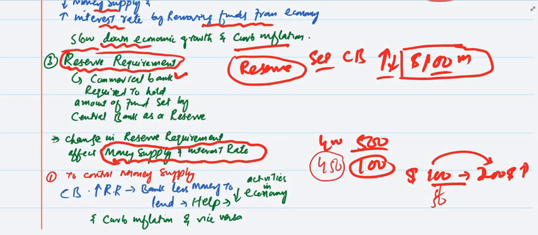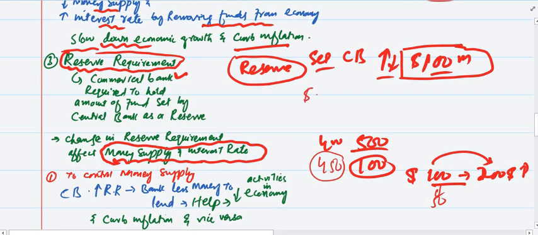First we have to understand what a reserve is. Commercial banks are required to hold some amount, and this amount is a reserve. This amount is set by the central bank, like the State Bank of Pakistan, and the commercial banks don't have to use that money. Clear? Now if the central bank changes the reserve requirement, this will affect the money supply and interest rate. I have given an example here. Let me write from here.